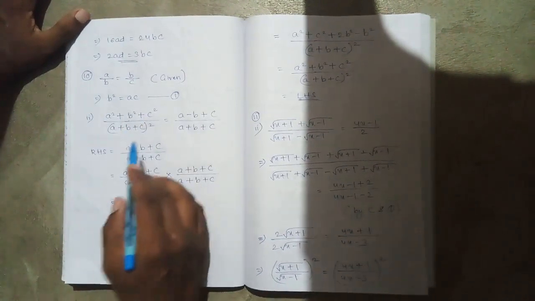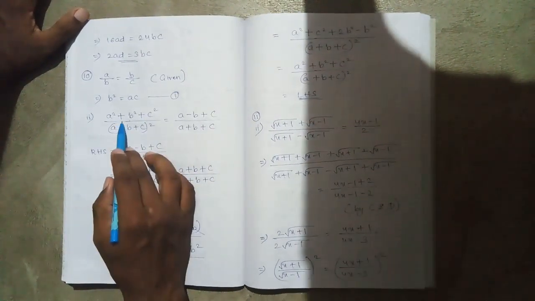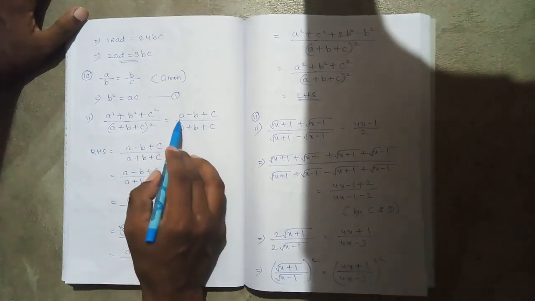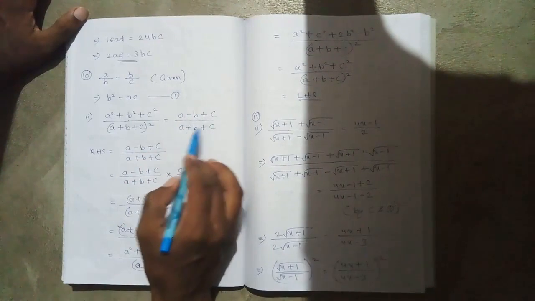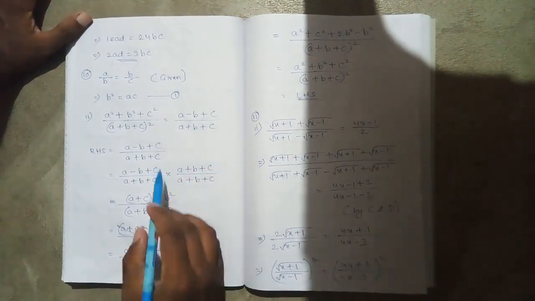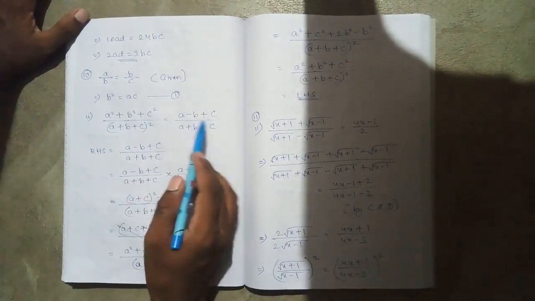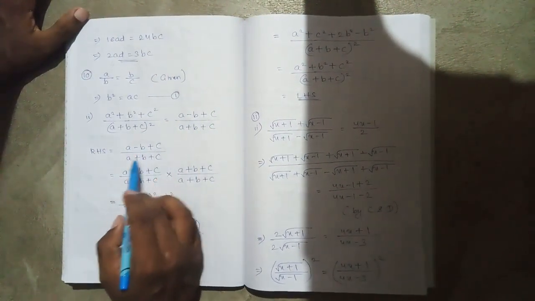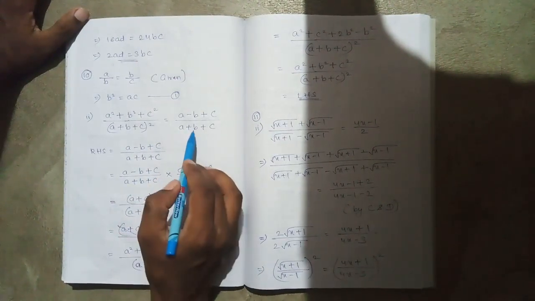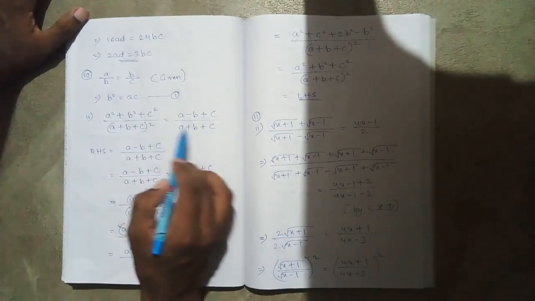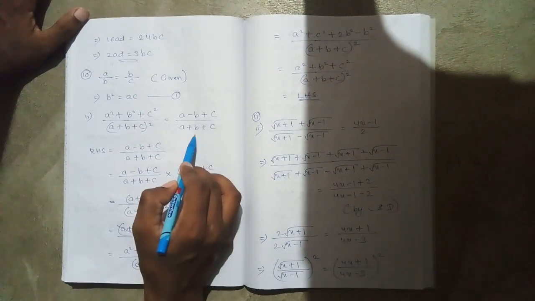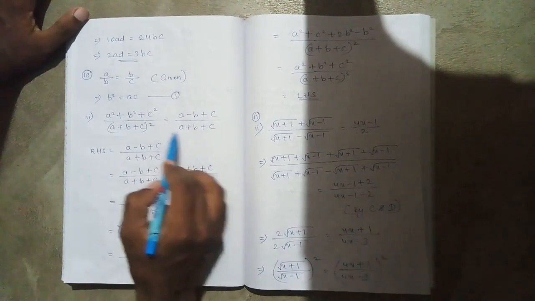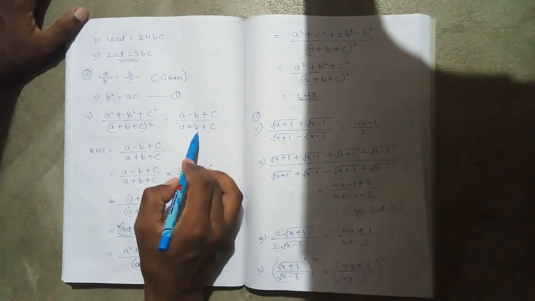We have to prove that (a square plus b square plus c square) by (a plus b plus c) whole square is equal to (a minus b plus c) by (a plus b plus c). We can start from LHS or we can start from RHS. I have started from RHS. So (a minus b plus c) by (a plus b plus c). Now see the denominators on both LHS and RHS. On the RHS we have a plus b plus c. On the LHS we have (a plus b plus c) whole square. Means on the RHS we need one extra a plus b plus c.